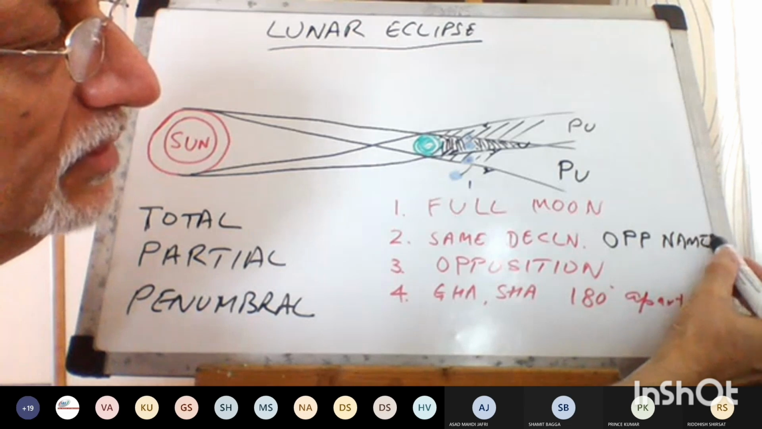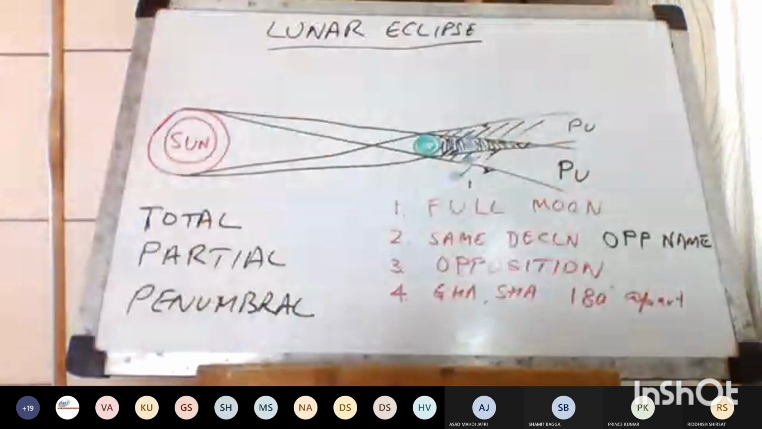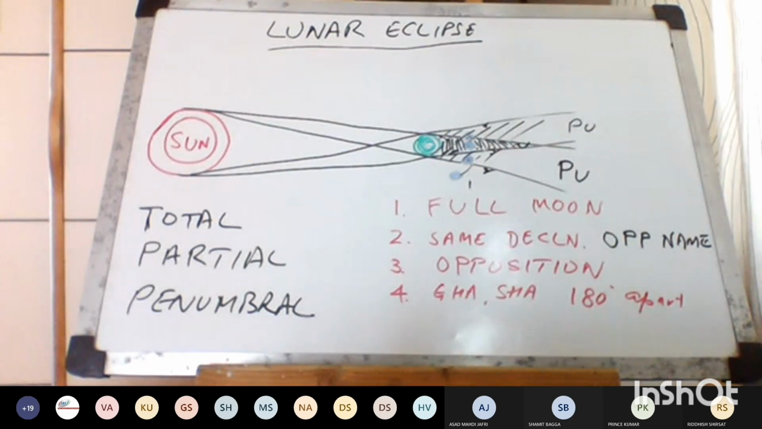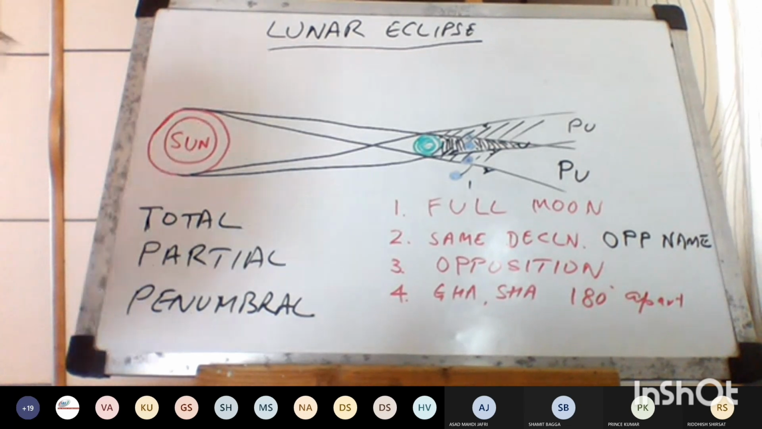So if the sun is north declination, the moon has to be south declination. And if the sun is south, the moon has to be north. So remember these conditions which will cause a lunar eclipse.